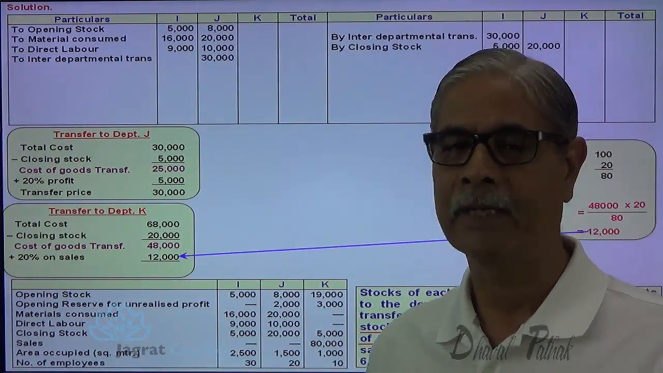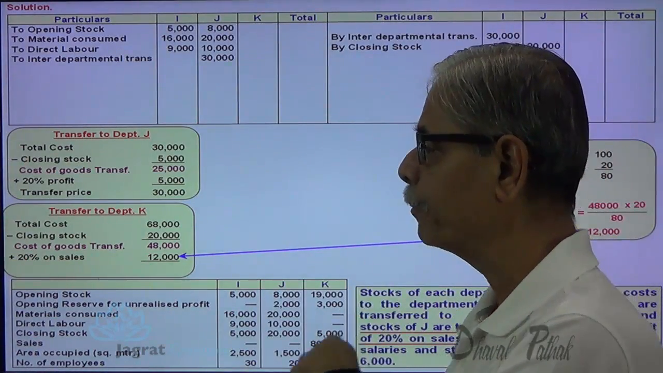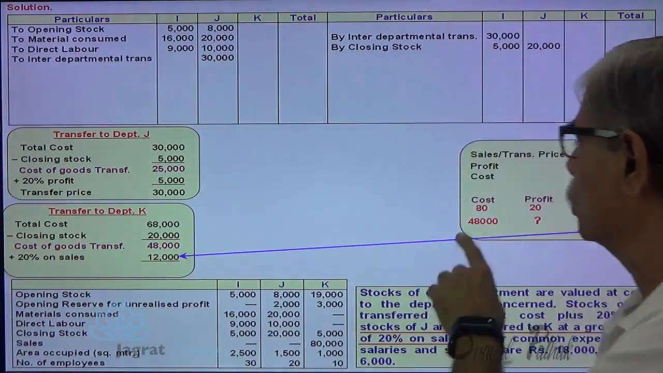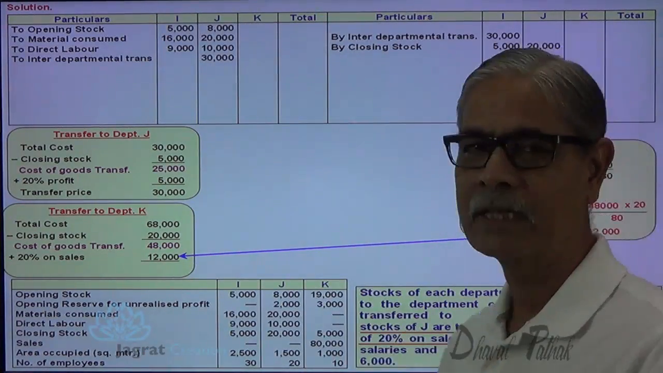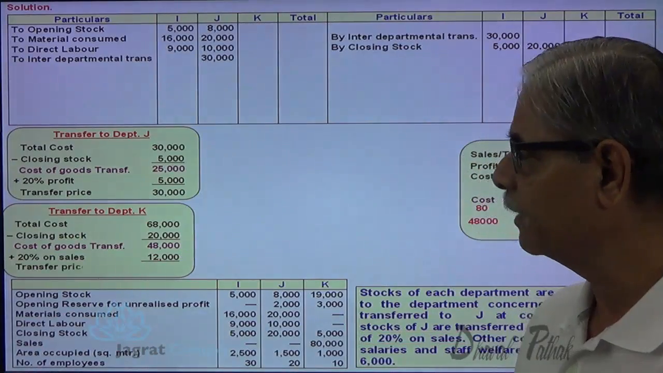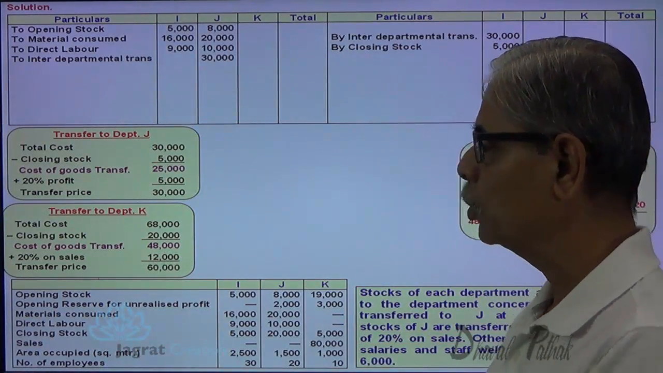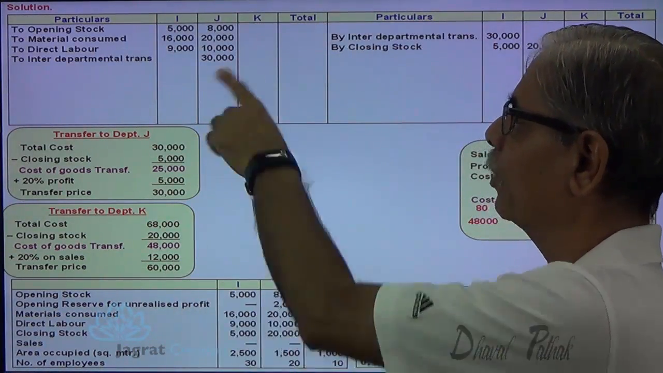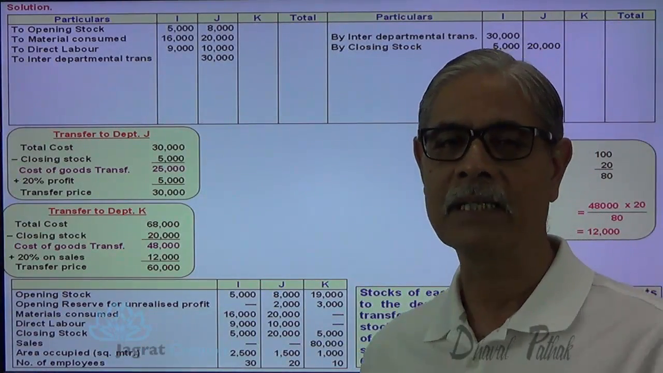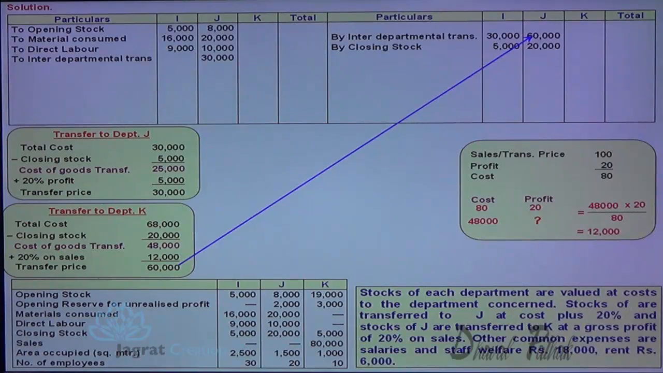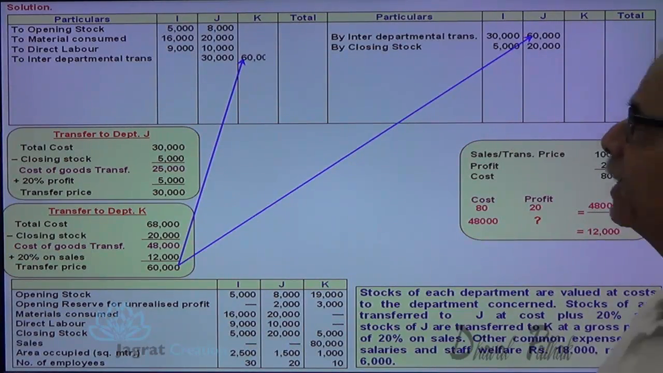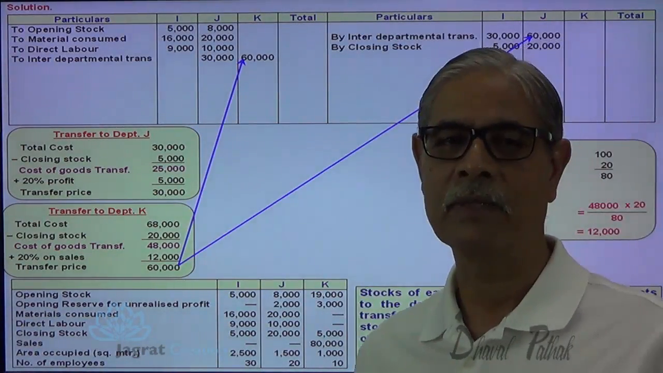That's an important point that students should understand. So here 20% on sales. For that you are required to prepare the working note in this fashion, and this 12,000 is a profit load. So transfer value is 60,000. So 60,000 is transferred from J to K. K department is the receiver. Debit the receiver, credit the giver. So J's trading account is credited and K's account is to be debited. This is how it's debited.